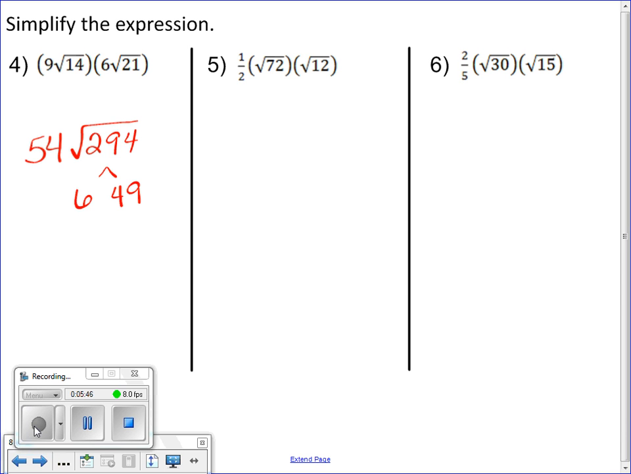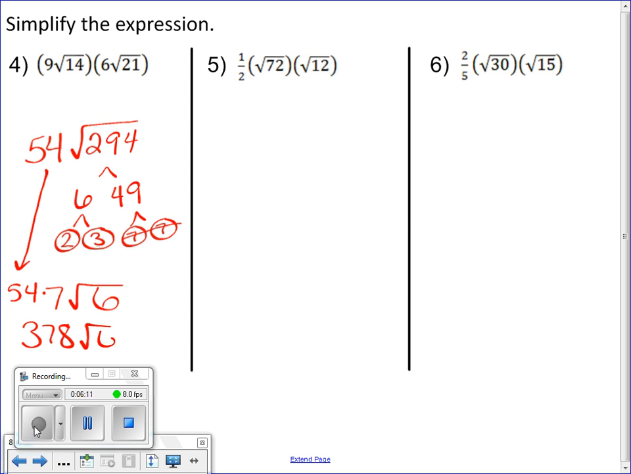I would have probably went 14 and 21. That's where I started. Doesn't matter. All right, so then 6, 49. All right, so pairs, pair of 7s. And we have single 2 and 3. Don't forget that 54. Ooh, our numbers got big out here. 378, radical 6. Good.